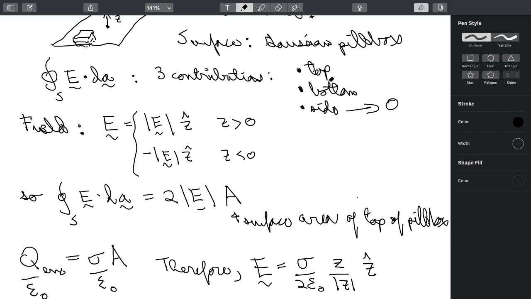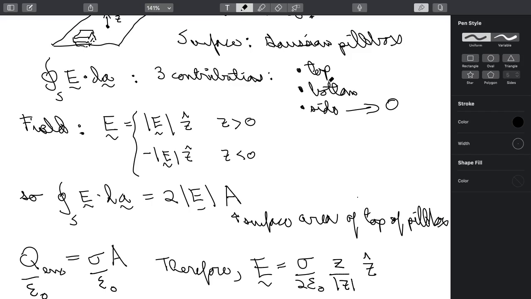Because at the top, my field is going this way, with normal vector just z hat. At the bottom, my field is going that way, with the normal vector to the surface being minus z hat. So minus z hat dotted into the field going that way is a positive number, just the absolute value of E there. Same thing as the top. So I get twice the same contribution, which is two times the area times E.